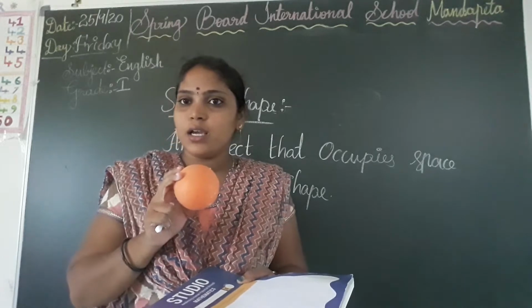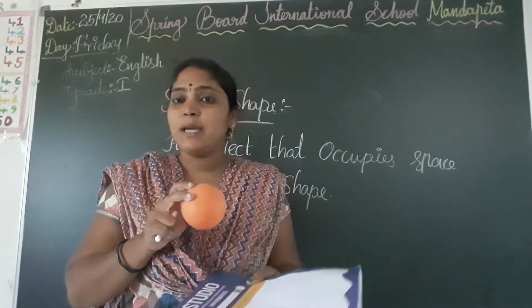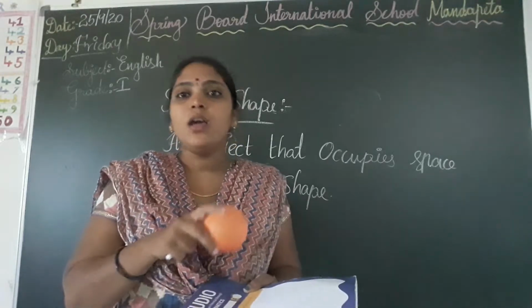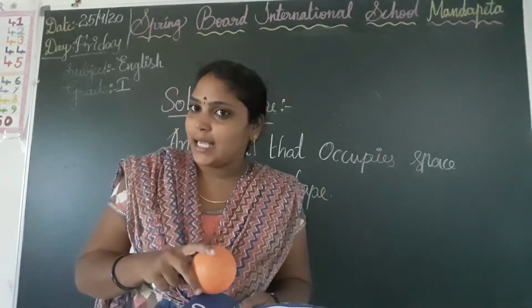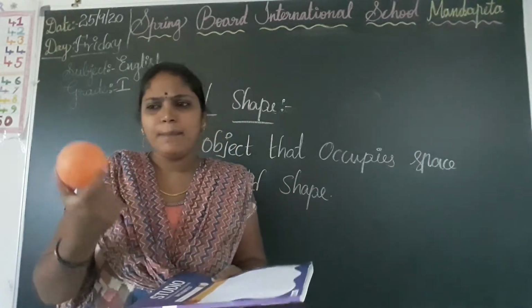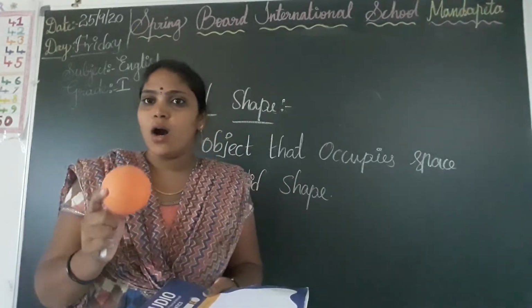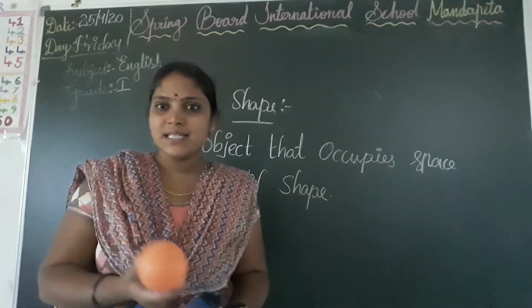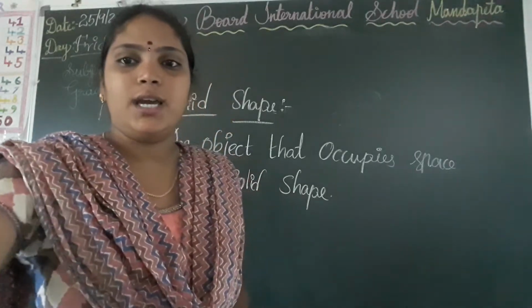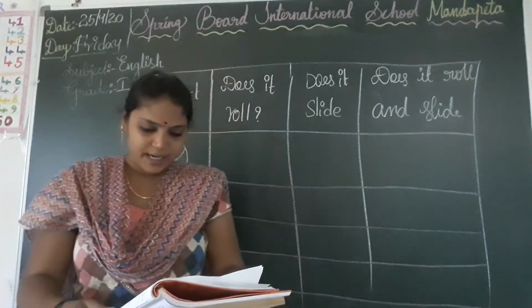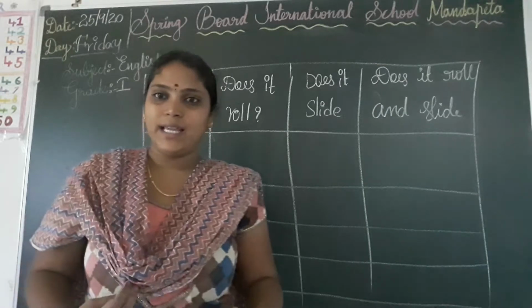Okay children, are you clear? What are solid shapes? An object that occupies space is called a solid shape. So the examples of solid shapes are book, pen, pencil, ball, mobile phone. These all occupy space. That means these are all solid shapes. Okay children, so now everyone open page number 28.